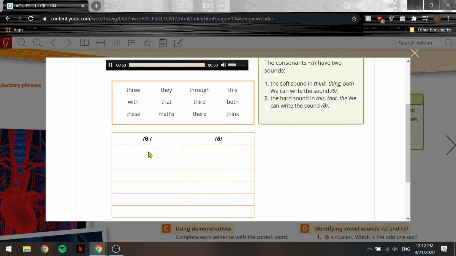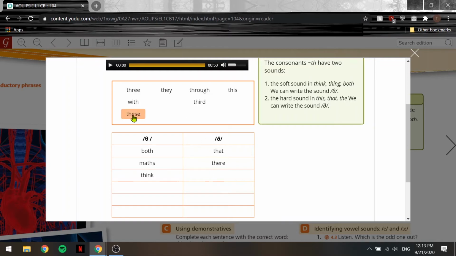Okay, so I'm going to start with both. So obviously both is going to be snake sounding. Okay, then we have maths. What else do we have? We have that, so that'll be hard sound. We have there, again, hard sound. Think, where is it? Think, there you go.